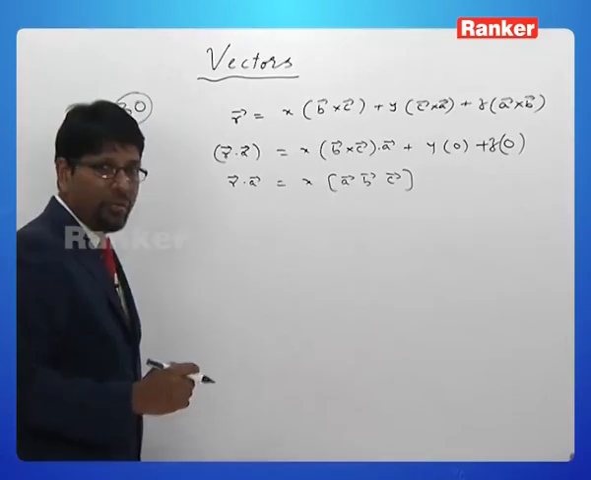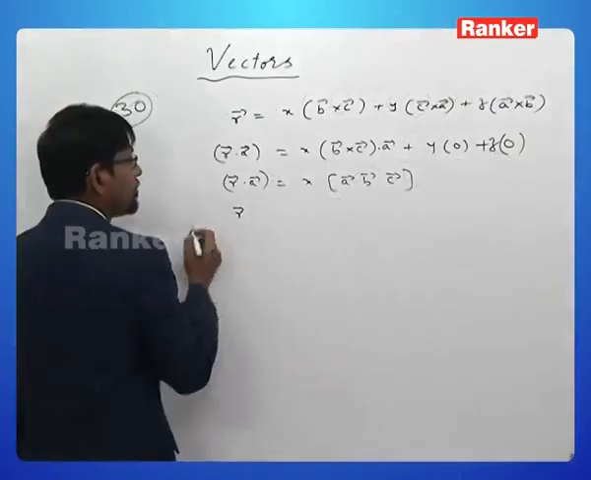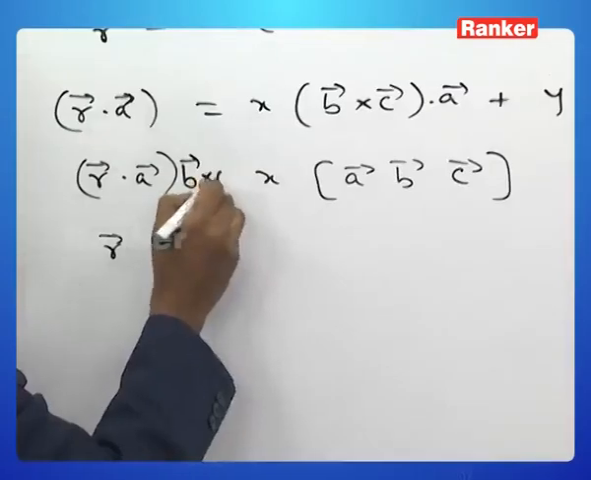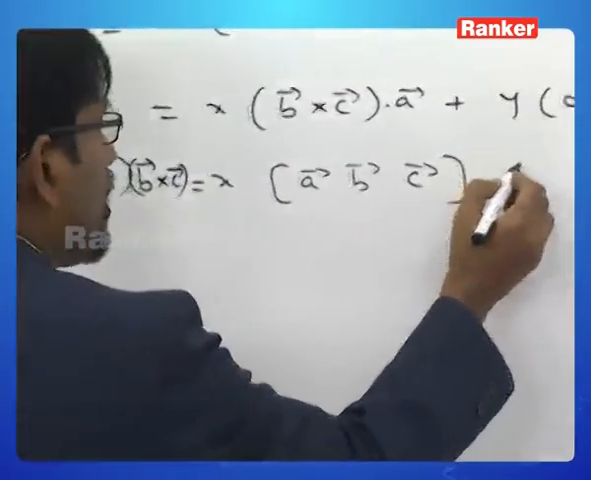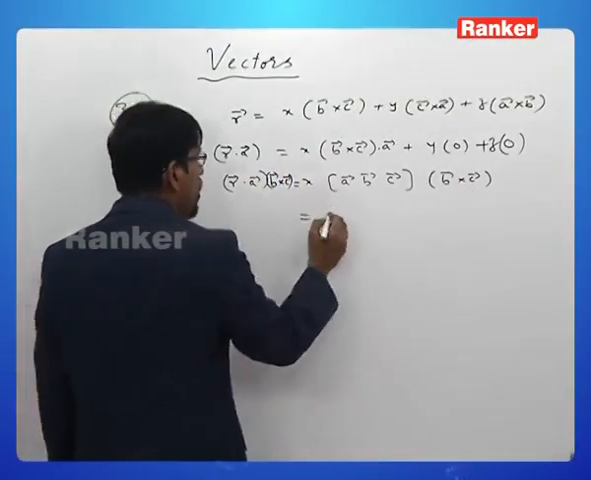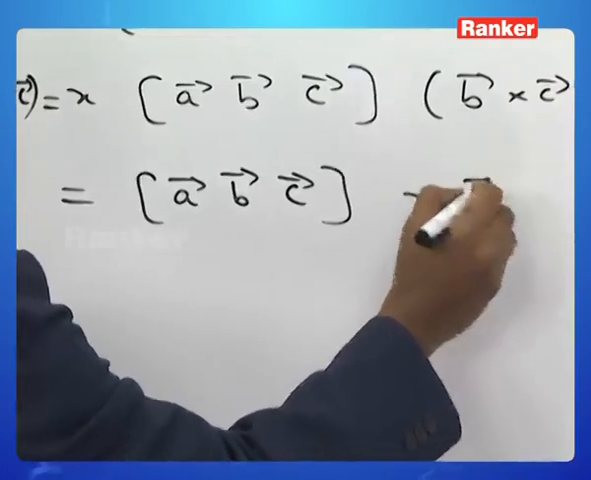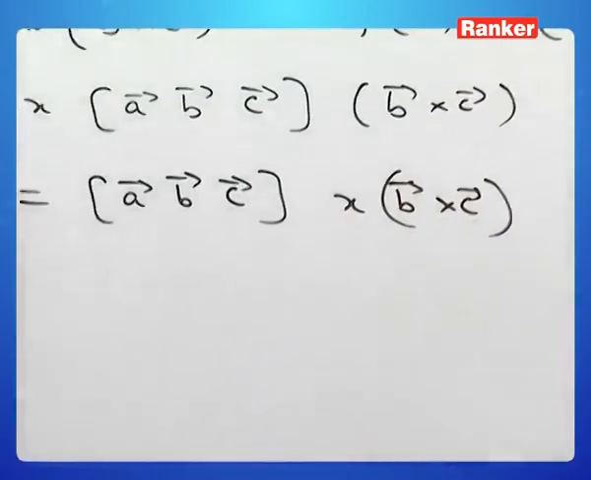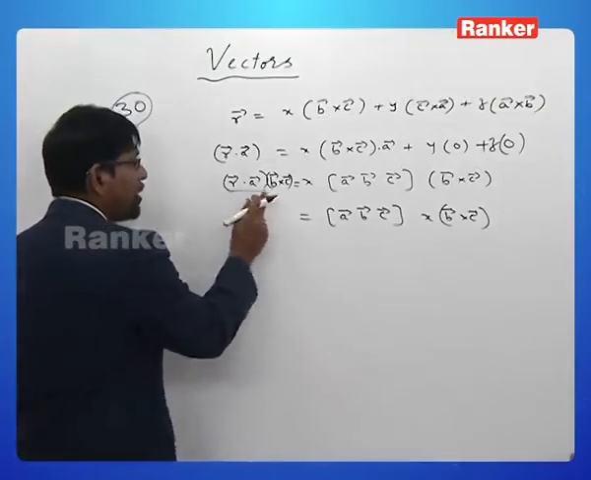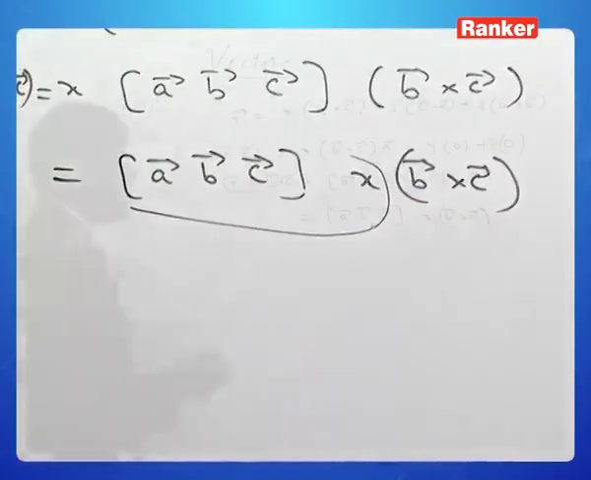Next, R bar dot A bar multiplied with B cross C as a vector is going to be this into B cross C. In fact, box of ABC is a number, so we can just pull it out into x times B cross C. So that is our R bar dot A multiplied with B cross C. This is just a scalar multiplied with a vector. Here again we have this scalar multiplying the vector B cross C.